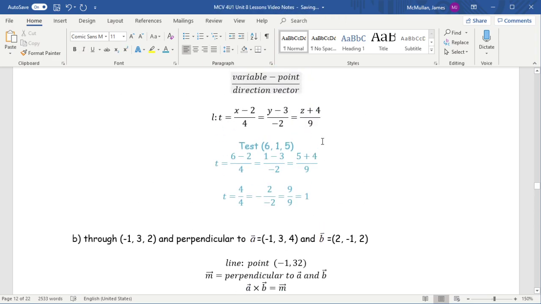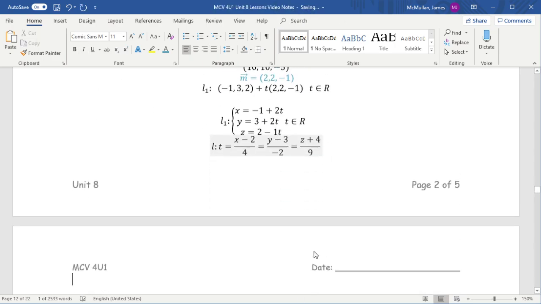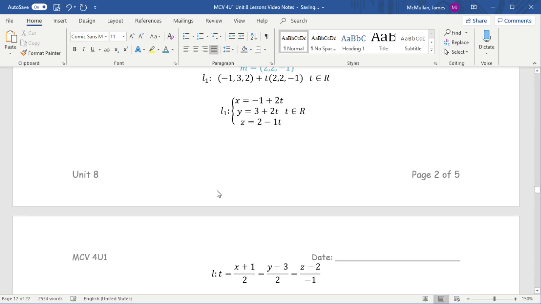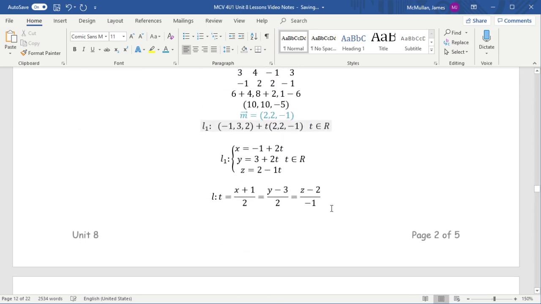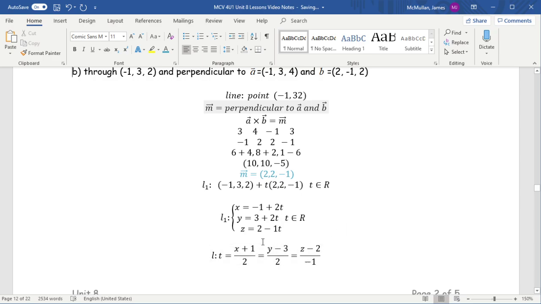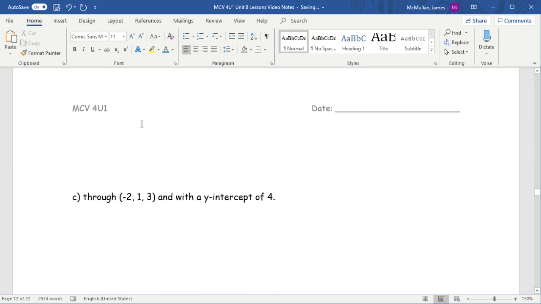Okay, again, the symmetric equations is really just a case of remembering where the stuff goes. So the point goes on the top. X, y minus 3 is still right over positive 2, and z minus 2 divided by negative 1 would be your symmetric equation for that one. Okay, and again, just double check it here. So positive 1, negative 3, negative 2, positive 2, positive 2, negative 1. Yeah, there you go. Okay, so good.